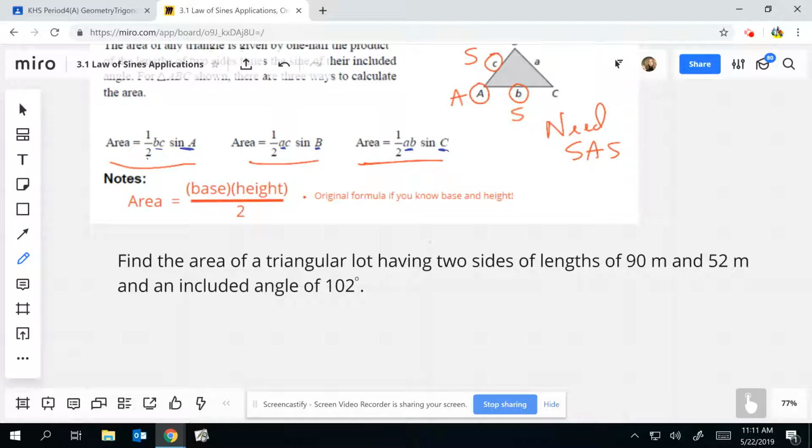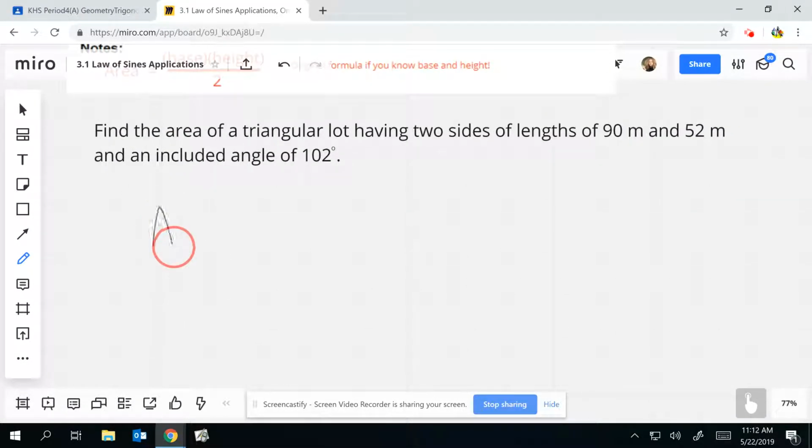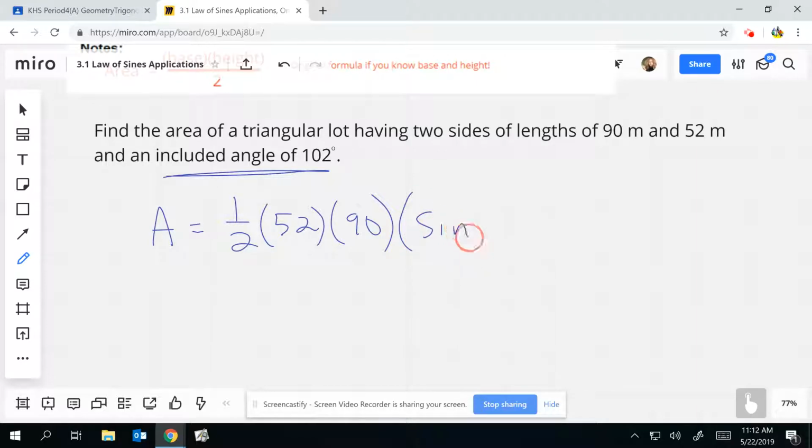If they wanted the area of a right triangle, then you just use the base and height, because your two legs are your base and your height. There's a right angle there. But if it's not a right triangle and it's some kind of oblique triangle, you can use this new formula. So it says find the area of a triangular lot that has two sides. So your area, you got the 1/2, you got the two sides, 52 and 90, and you have the included angle of 102. So sine of 102. You're going to multiply all that together, and you're going to get about 2,289 square meters.